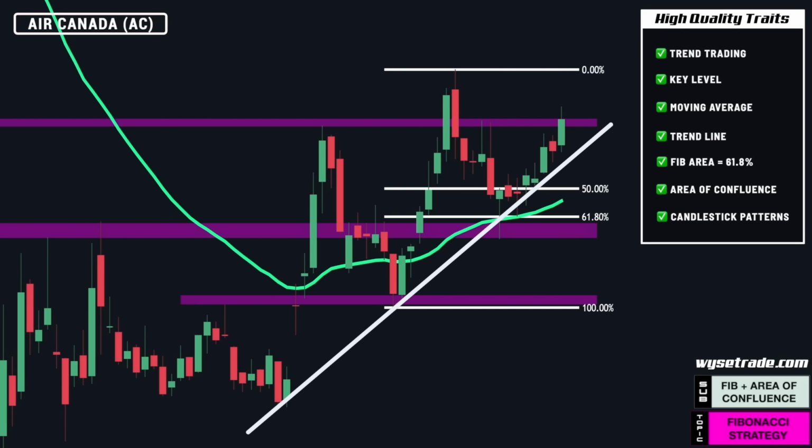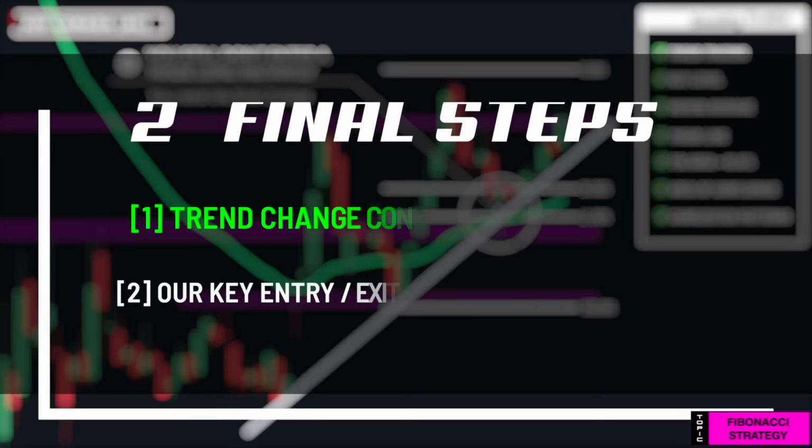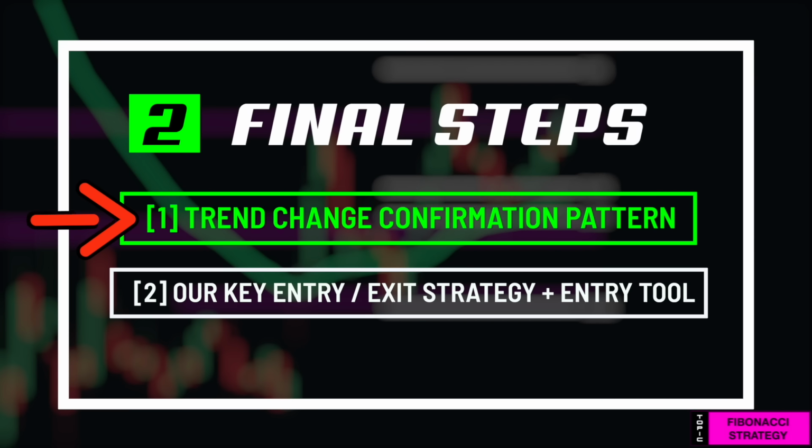Now, this leads us perfectly into our next topic. So after you had the candlestick react to your area of confluence, you don't enter a trade long instantly and blindly. You need the trend change confirmation pattern. So let's get right into it.